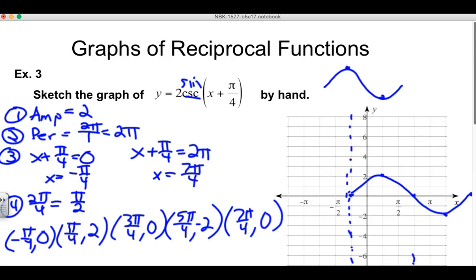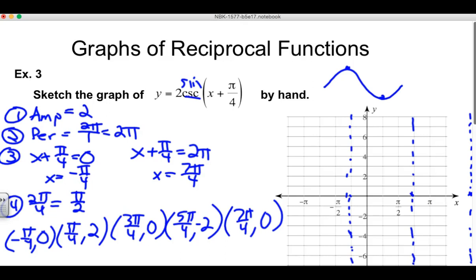We're going to put an asymptote right here. And then right over here, we would put an asymptote also. All right, so your intercepts become asymptotes. And then your maximum is still going to be a point on your graph, and your minimum is still going to be a point. So let's remember where those were.